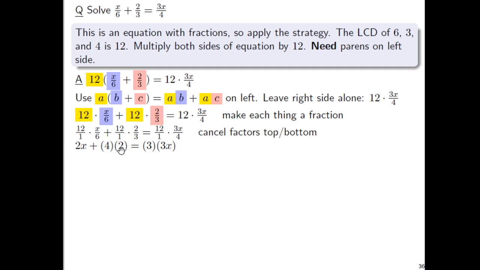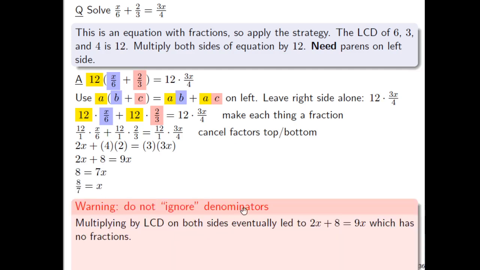Take a look at what happened. Because we followed the strategy, there's no more fractions. And now simplify 4 times 2, and simplify 3 times 3 as a 9. If we subtract 2x on both sides, you have 8 equals 7x, and divide both sides by 7. So 8 over 7 is equal to x.